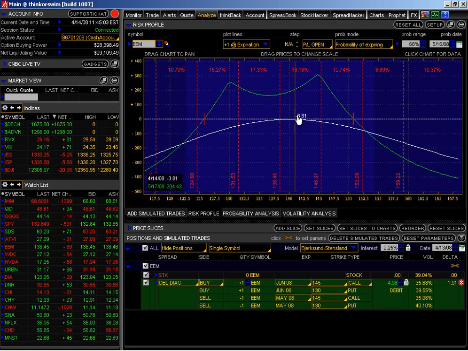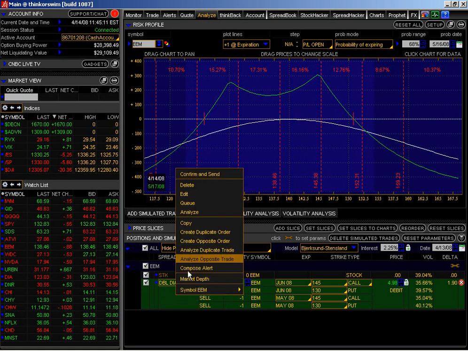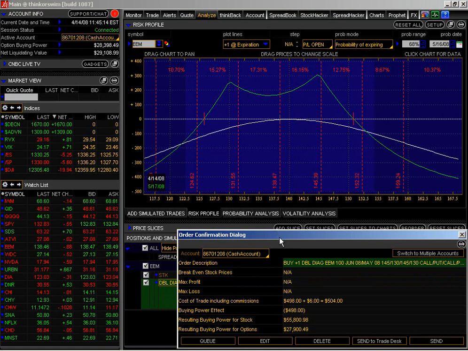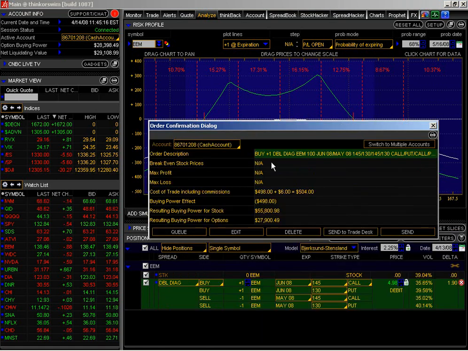Now, to order this, to put this position into the order queue, all you have to do is take a look at this, right click, hit confirm and send, and it'll bring up the order confirmation dialog box. What we're doing is putting in a double diagonal. This is a calendar spread, and we just want to make sure that everything is correct here. 145s, 130s, 145, 130. So we're doing a double calendar.